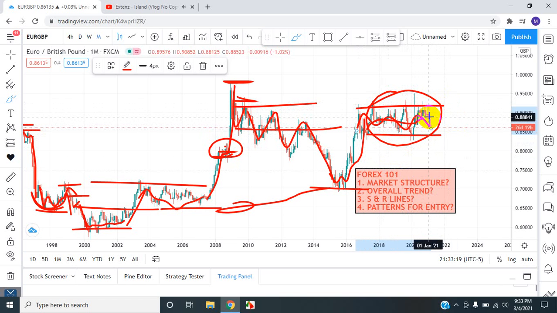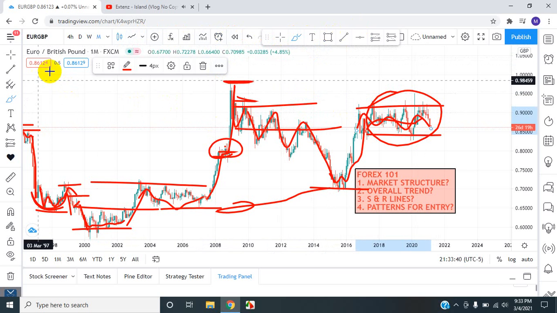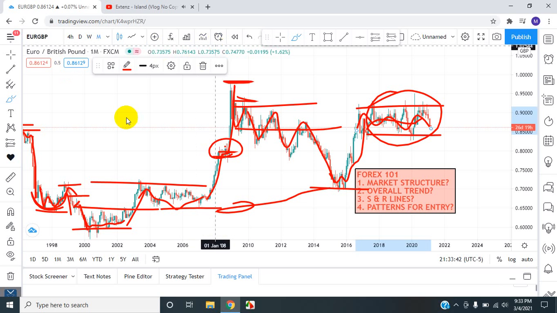Number two, we'll be identifying the overall trend. Number three will be identifying SR lines in the market. Number four, we'll be looking to identify patterns for entry in the market. So we did number one. We're going to head down to number two. Let's figure out our trend line for our overall direction.